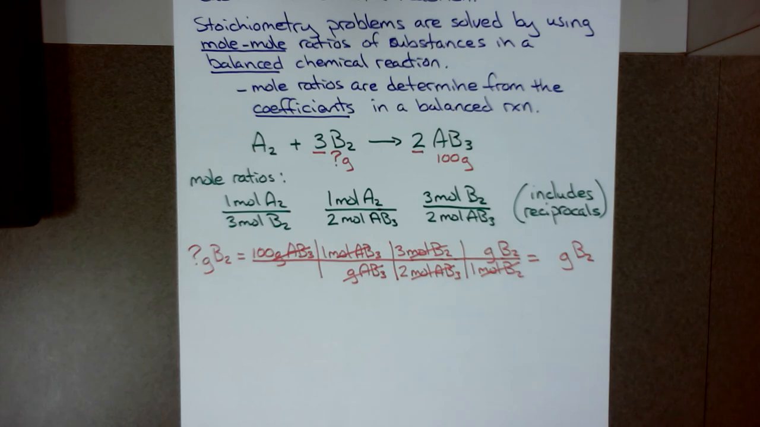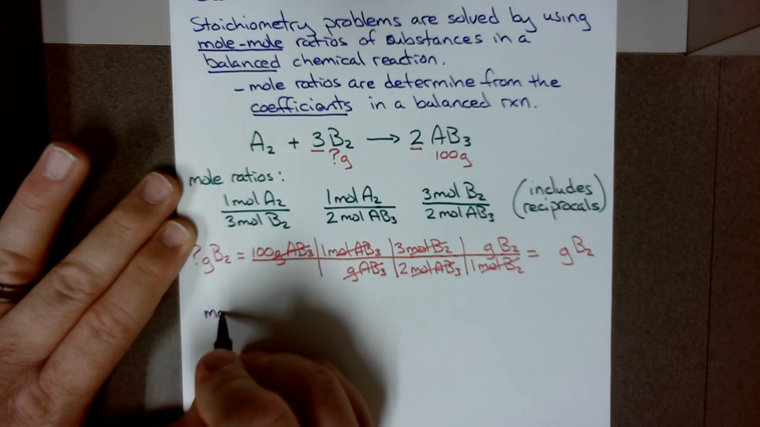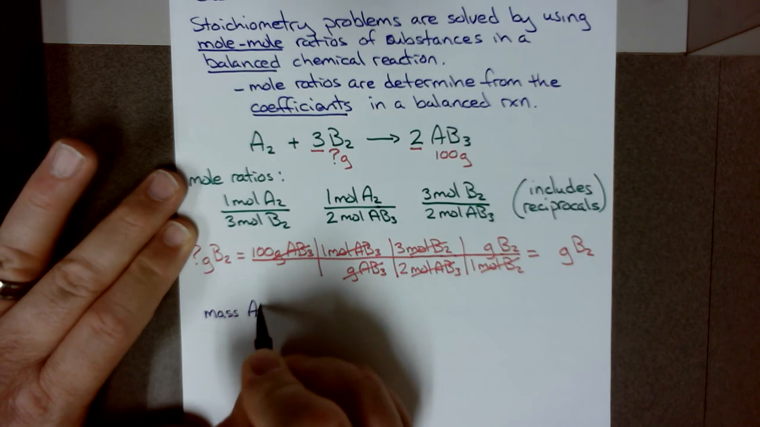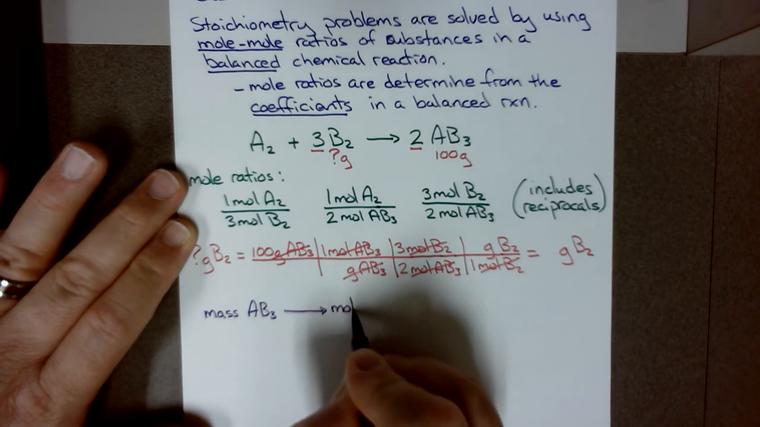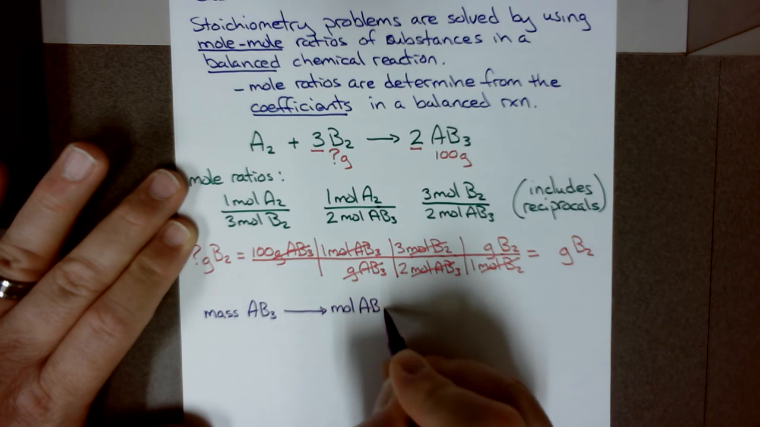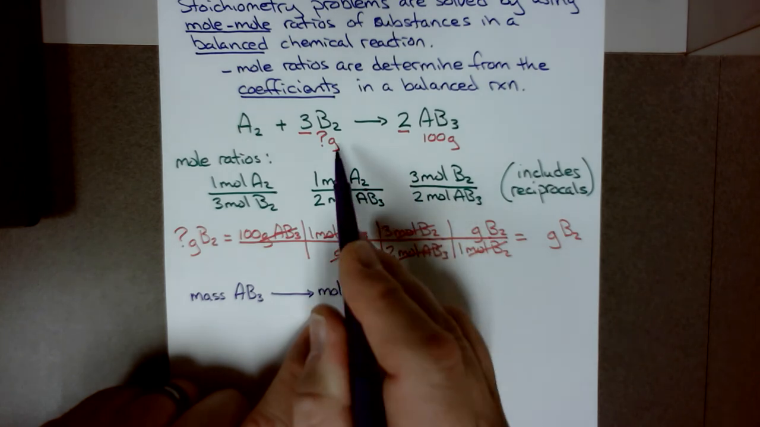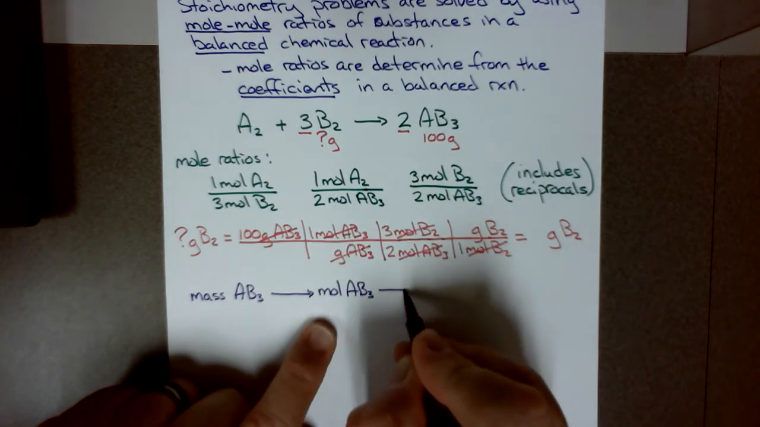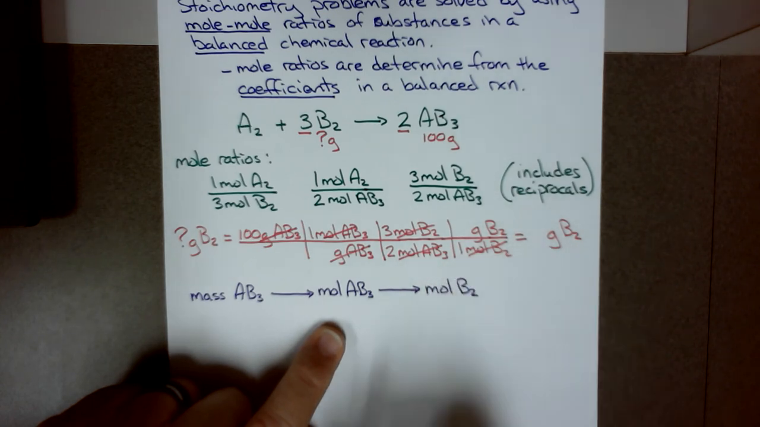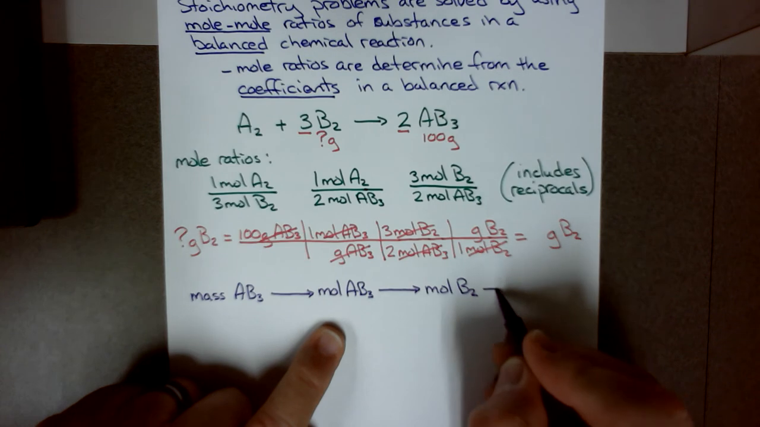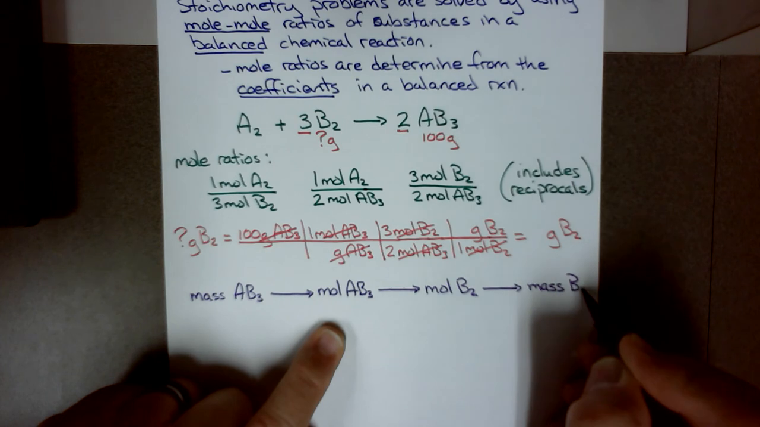pathway for this, I would say we started out with a mass, so we have the mass of AB3, and anytime we have mass, we know we got to go to the mole, and so we're going to find the mole of AB3. And then when I have the moles of this substance, I can go to the moles of the other substance. So in this case, convert to the moles of B2 through the mole-mole ratio, and then I've got to go back to mass of B2 because that's what I'm looking for, mass.